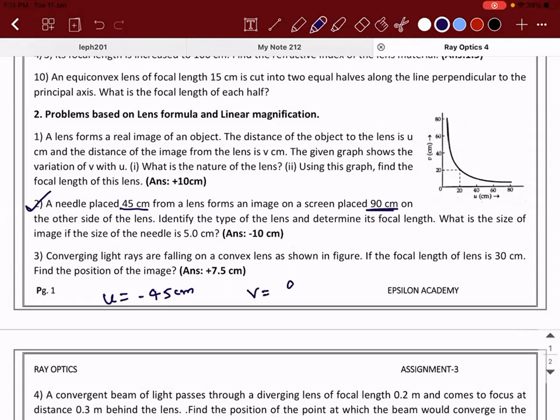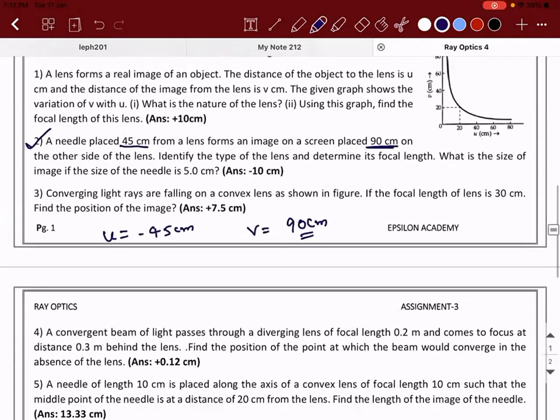So v is 90, and we can find the focal length from the lens formula. Identify the type of lens. Object and image on the opposite sides: virtual or real image? Virtual is only for a mirror. For a lens, if the object and image are on opposite sides, it is always a real image. So what is the focal length?